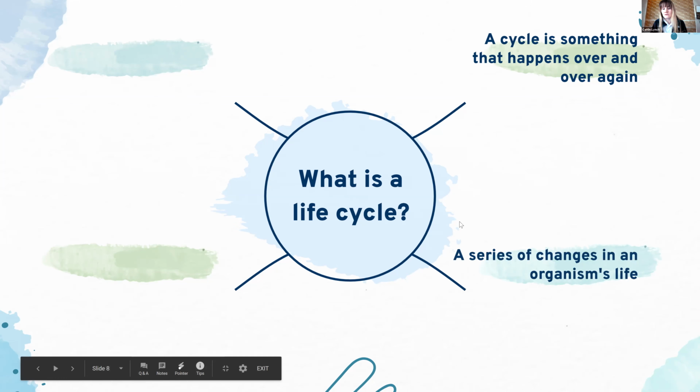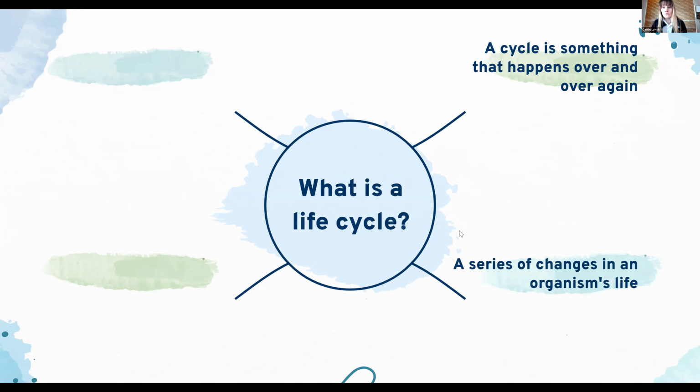And then a life cycle is going to be a series of changes in an organism's life. An organism that we say here is one individual living thing. So, a plant is an organism, we are organisms, dogs and cats are organisms. Just a single living individual is an organism. And a life cycle will be the complete cycle of everything that happens in their life. So every stage that they go through.